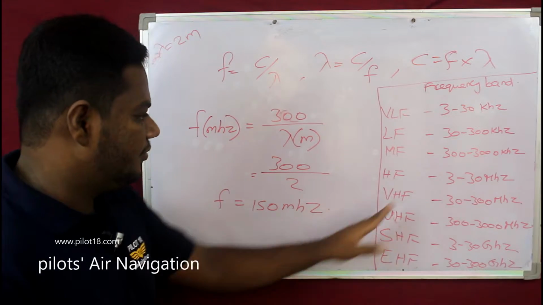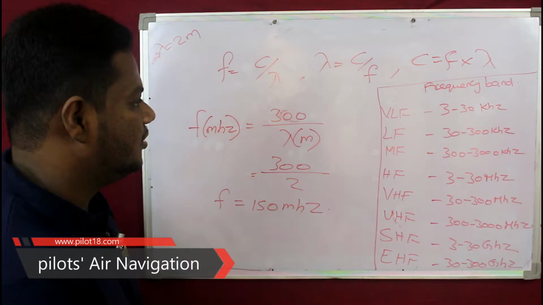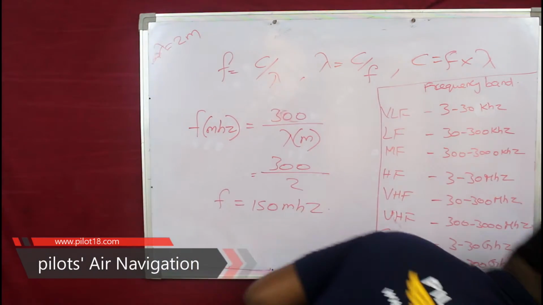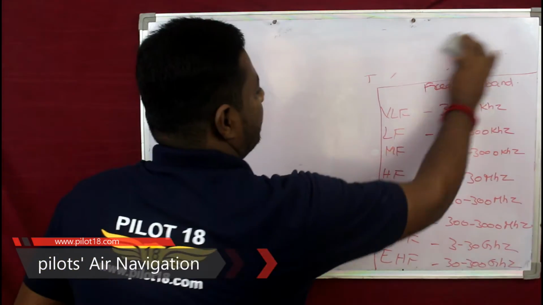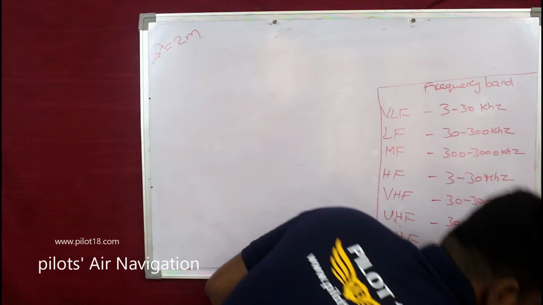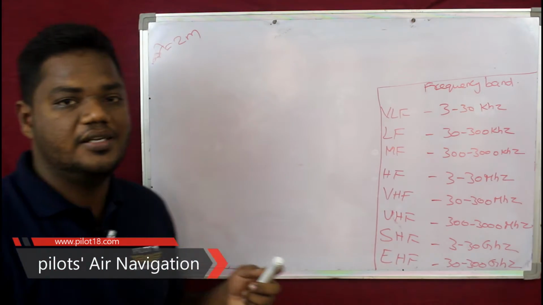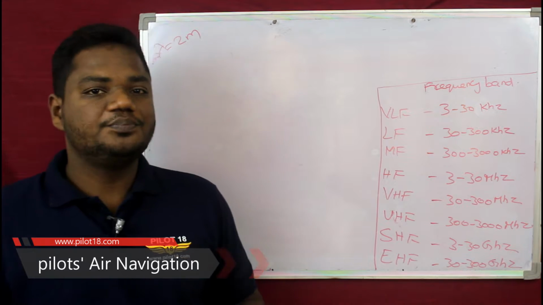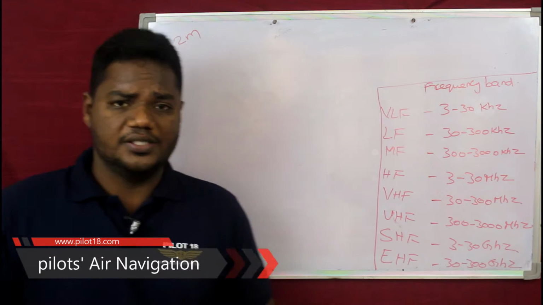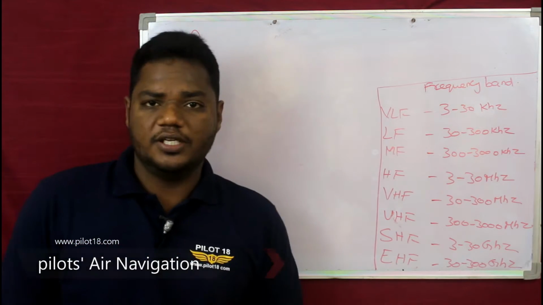I should have taught this earlier, before going to this. So let's see the frequency band now. Hertz is a very low unit which we are not using in our avionics equipment, so we directly start from kilohertz.